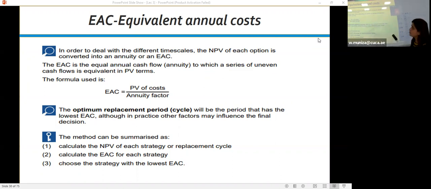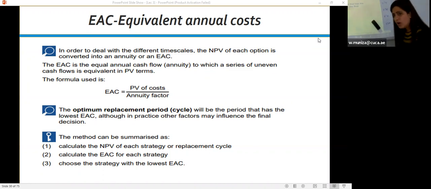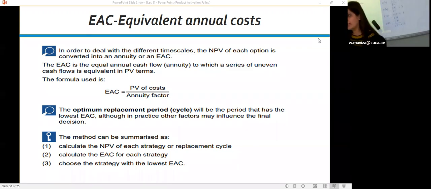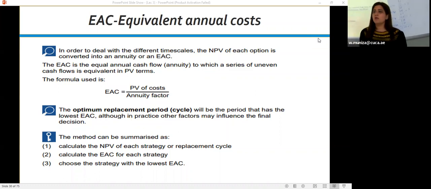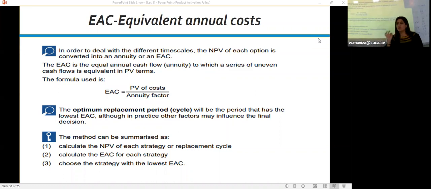They say, in order to deal with the different time scales, the NPV for each option is converted into an EAC. So first, for all the replacement strategies, you are going to calculate the NPVs, then you are going to calculate the EAC. Whichever is the suitable one, you are going to go for that replacement strategy.